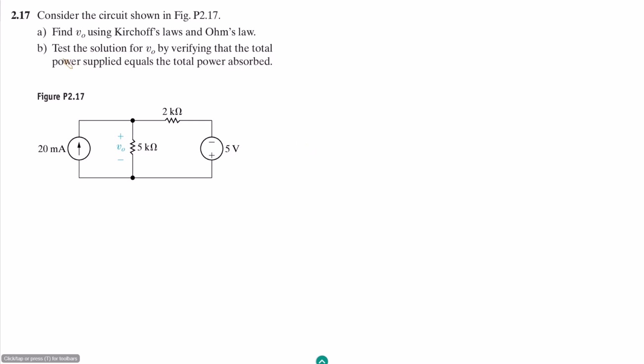Welcome back, guys. So this is question 2.17. This is the figure P2.17, and from this figure we have to find, part A: find V naught using Kirchhoff laws and Ohm's law, and part B: test the solution for V naught by verifying that the total power supplied equals the total power absorbed.